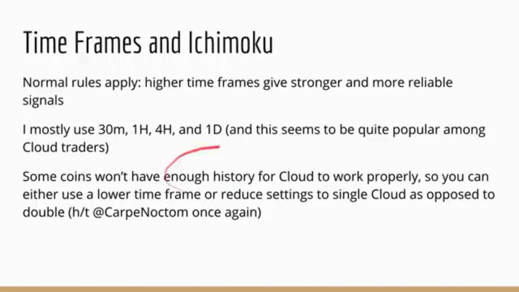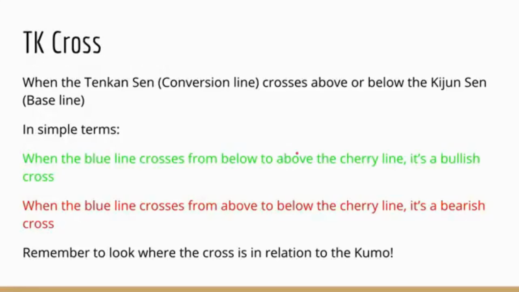And again, just a little tip here, if you're trying to use the daily, for example, on a coin which doesn't have a lot of history, you might have a rough time doing it. To remedy that, you can either use a lower time frame, like the 4 hours should be fine, or reduce the settings to single cloud as opposed to double. So, go to 10, 30, 60, 30 instead of the 20, 60, 120, 30. Okay. So the first thing we'll go over is a TK cross.